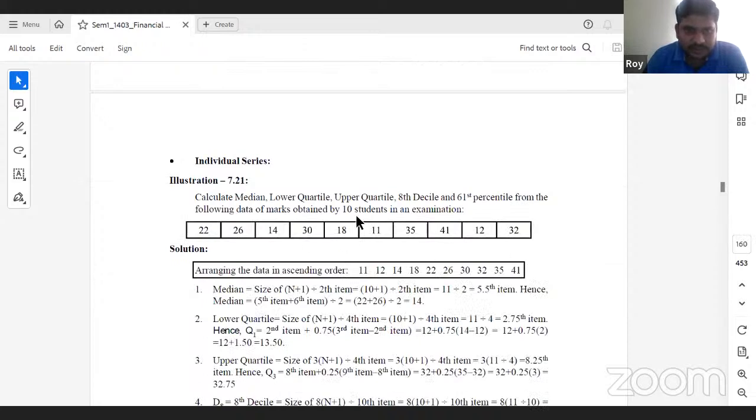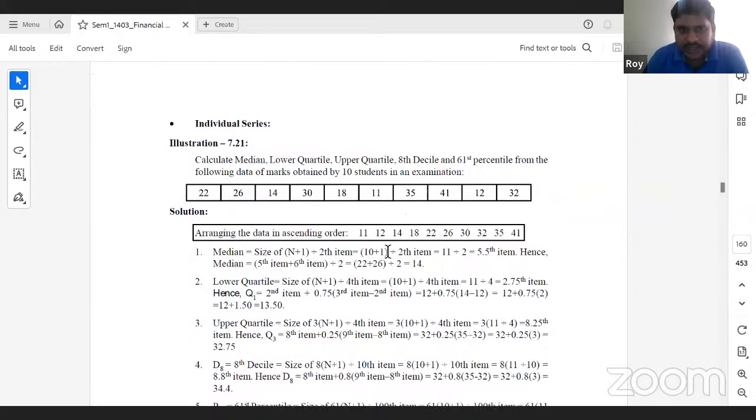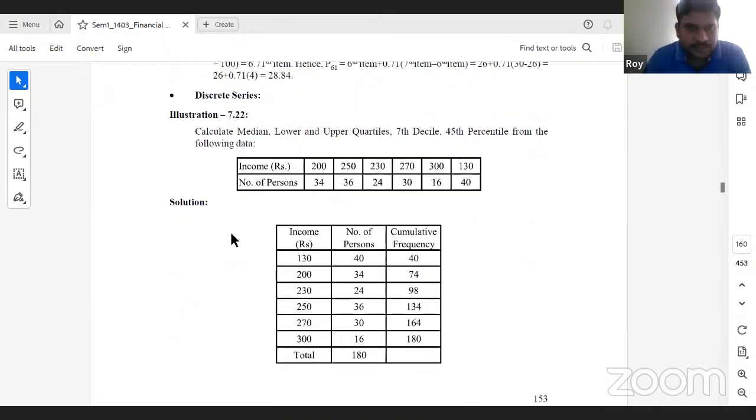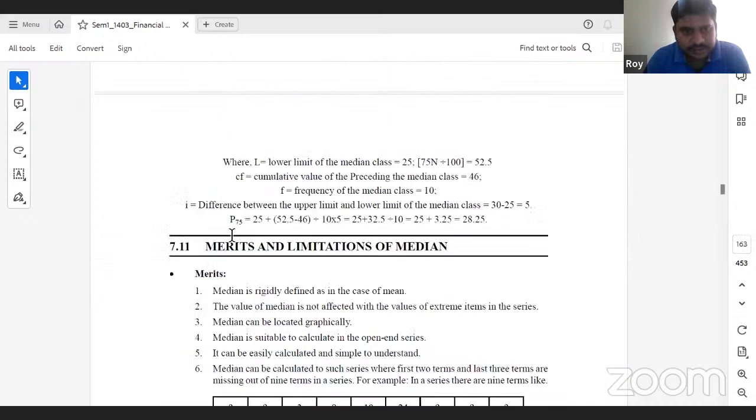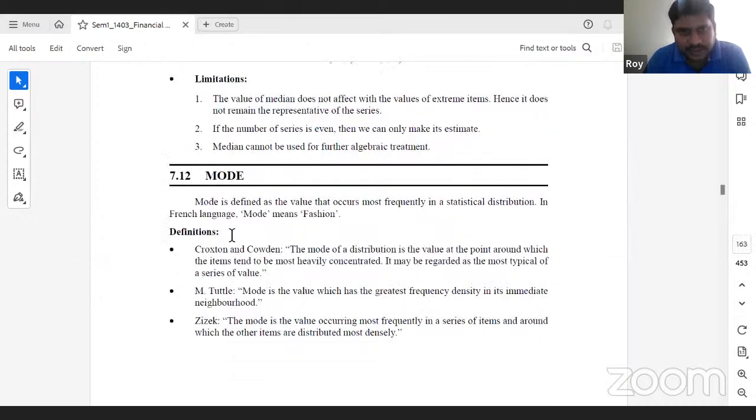Next one, there are some illustrations here. Based on the type of the question, you need to apply the formulas. Okay, for the discrete series and other things. Merits and demerits, you can read it.